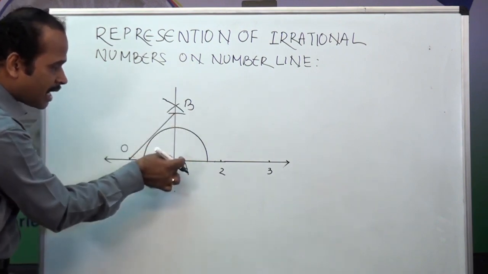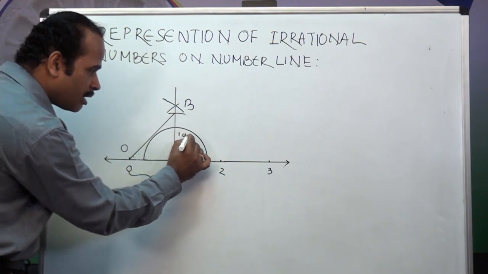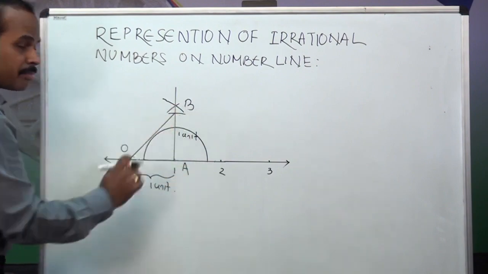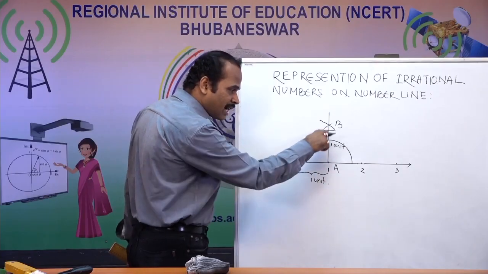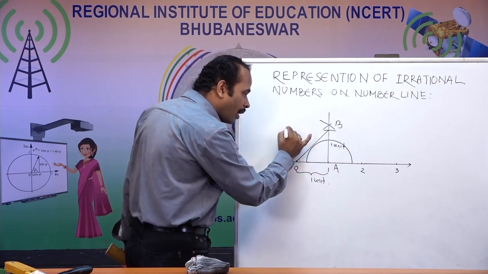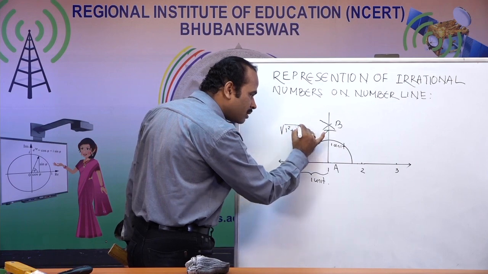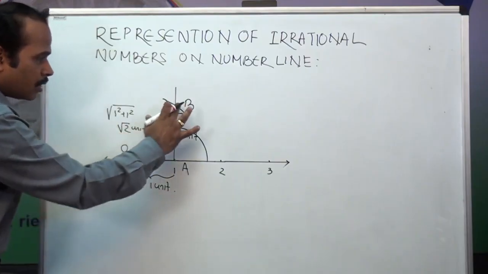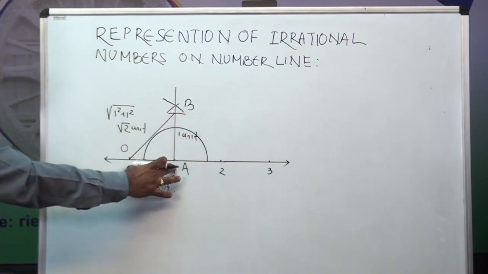In OAB, this OA distance is 1 unit. This AB distance is also 1 unit. I have selected 1 unit, and this I have taken also 1 unit. By using the Pythagoras theorem, we can know the hypotenuse of this right angle triangle will be the square root of 1 square plus 1 square, and this equals root 2 unit. Now this length represents root 2 unit if this length is considered to be 1 unit.